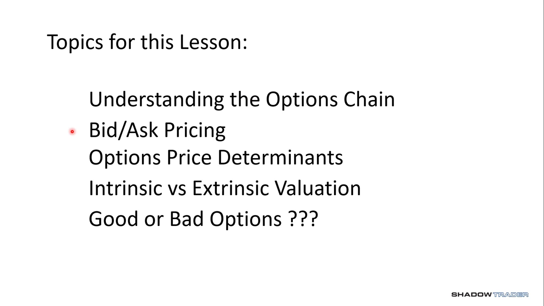For this lesson, we're going to talk about understanding the options chain, a little bit of a review, bid-ask pricing, how that's determined, and the determinants for that option price that you see on the screen or the chart. We'll talk about two different types of properties of options, one called intrinsic, the other called extrinsic, and then a bonus slide at the end, kind of my take on what is a good option chain and what is a bad option chain. So let's begin.